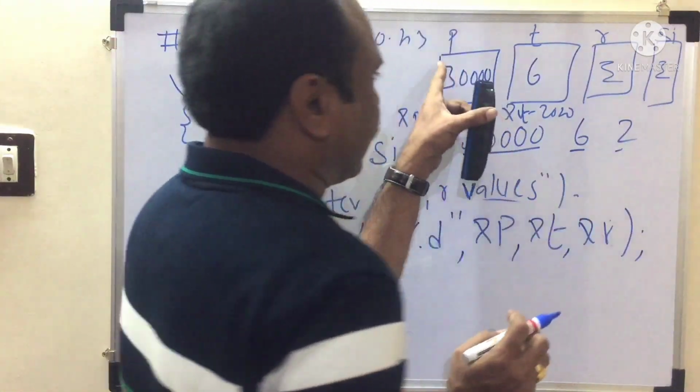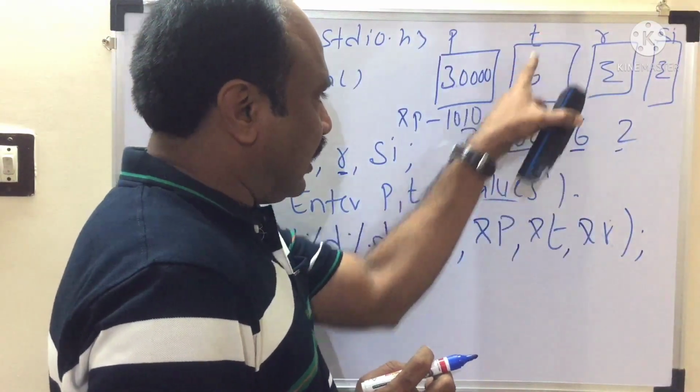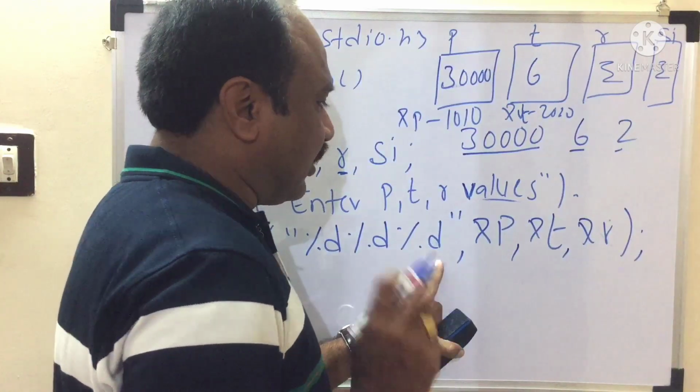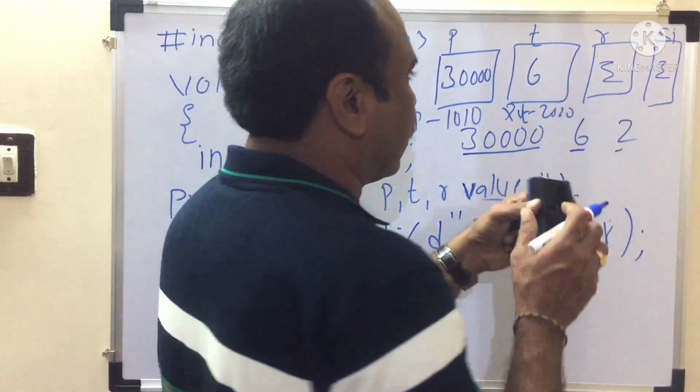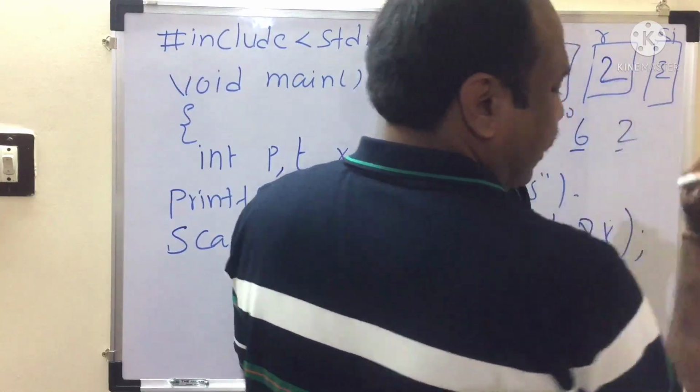Now 30,000 is stored under the name P in a particular address. 6 is stored under the name T in a particular address. For the third value, scanf %d reads the third value and stores it under the name R. The R value becomes 2. Sir, what about SI?